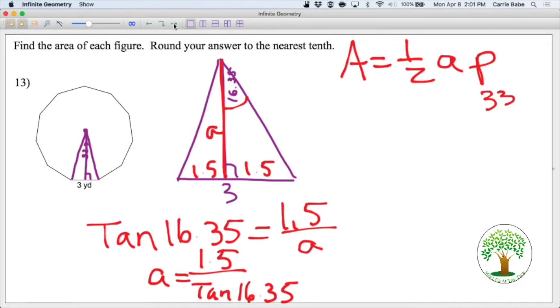2.006. What? 1.5 over tangent 16. Is it 25 or 35? 35. 16. 35. 3. Wait. Maybe I got an error. What'd you do, Brett? 5.11. There's no units. Oh, there are units on this one.